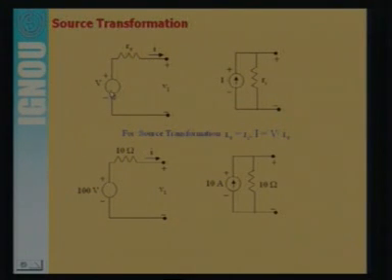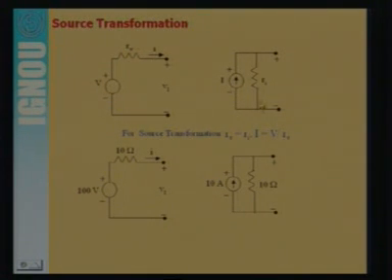That means the voltage source is in series with the resistance, but when we convert it into the current source, we say the current source is in parallel with the resistance. This is the current source. Now what will be the value of this I? This I is equal to V by R. Suppose this is 5 volt. So 5 divided by this R is equal to the value of this current.